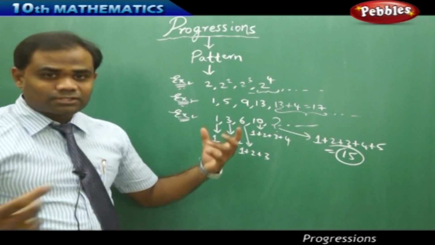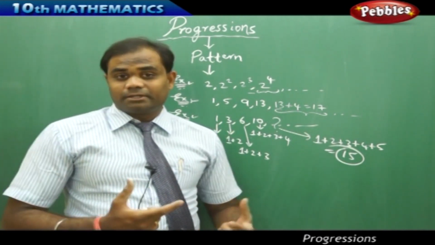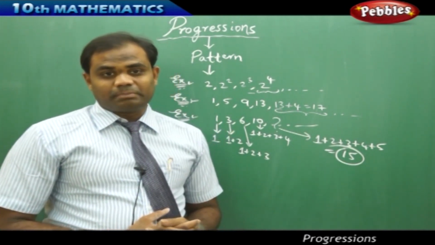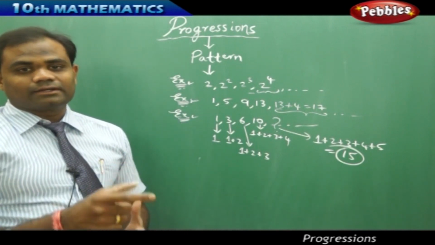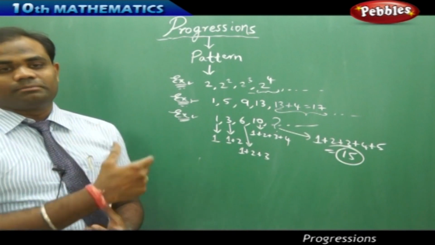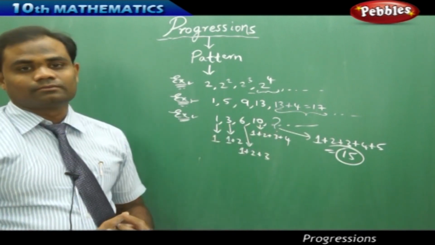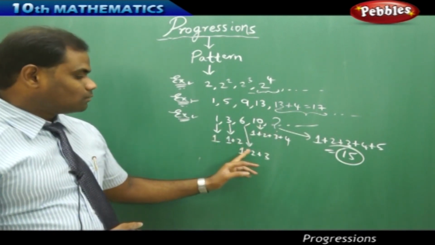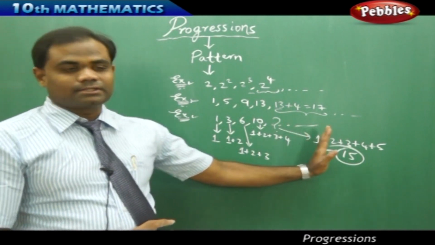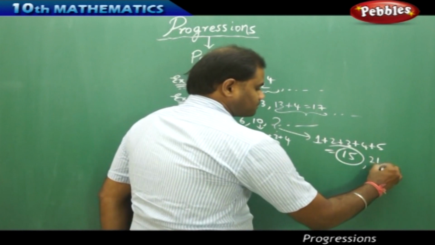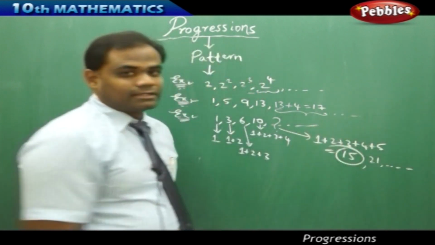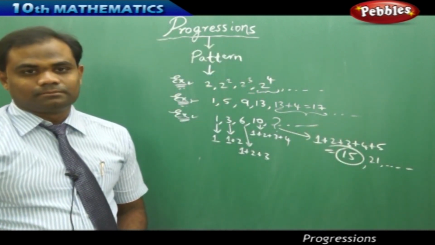So there might be various forms in mathematics or the mathematical properties through which patterns exist. It is very important to identify the exact pattern which the mathematical terms follow. In this case being 1, 1 plus 2, 1 plus 2 plus 3, etc. 15, and then comes 21, etc. is how we identify the pattern here.